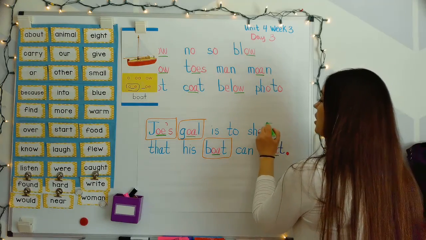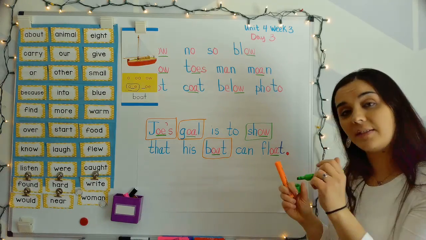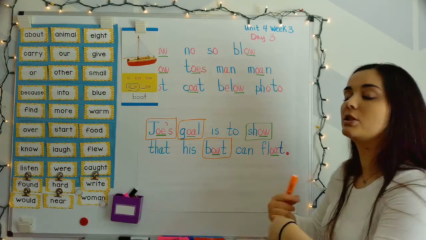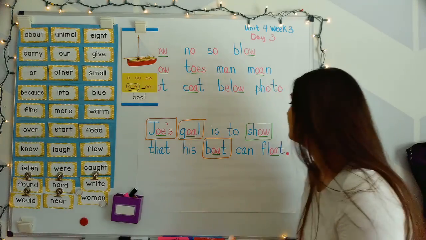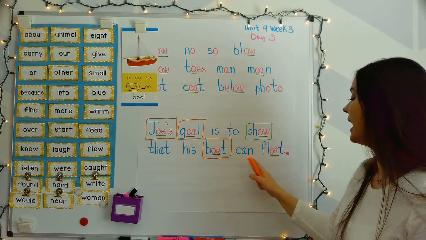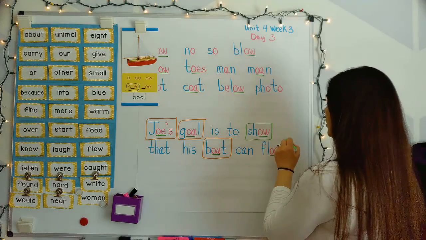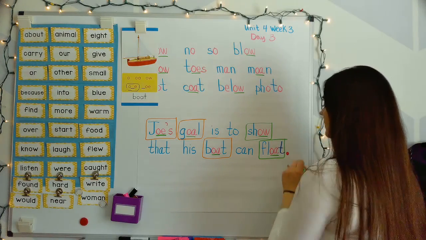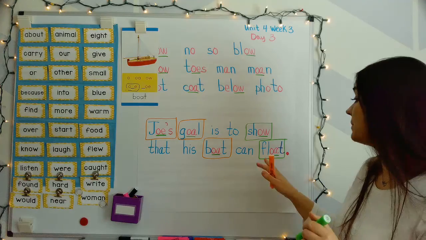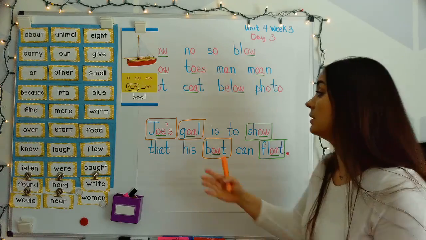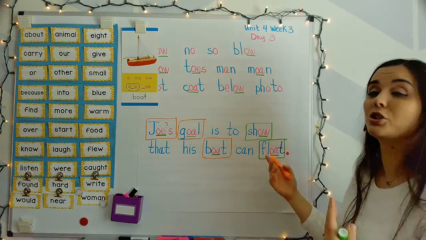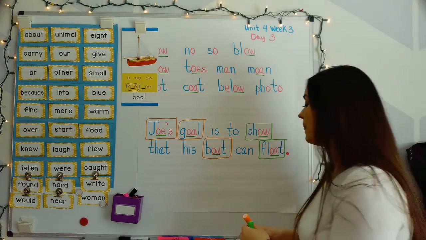Joe's goal is to show, there we go, so we just said that was a verb. To show, he wants to show someone that his boat can float. So float is also a verb. It is something that his boat is going to do. Joe is going to try to show people that his boat can float.